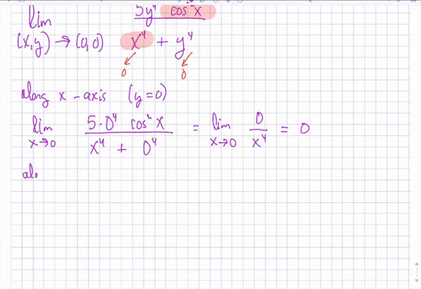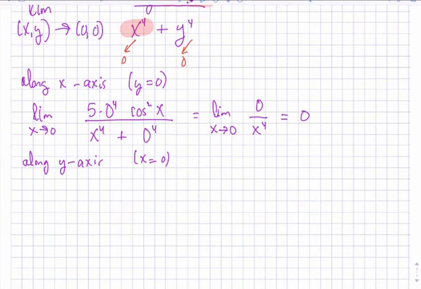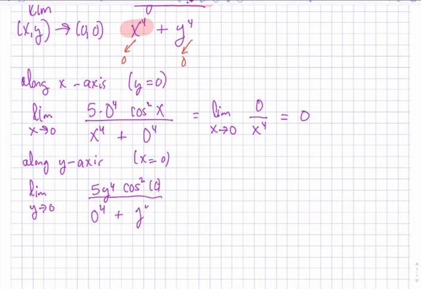However, along the y-axis, if we have x equals 0, remember what we did above, we covered up the x's. We have the limit as y approaches 0 of 5y to the fourth cosine squared of 0, x is equal to 0 here, 0 to the fourth plus y to the fourth. Cosine squared of 0 is 1, 0 to the fourth is of course 0, so the limit as y approaches 0 of 5y to the fourth over y to the fourth. Y is of course not 0, so we can cancel these terms, and the remaining limit is 5.